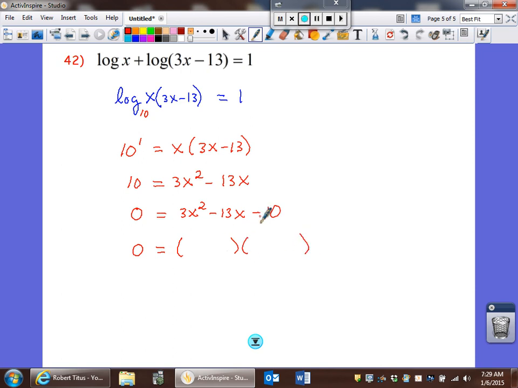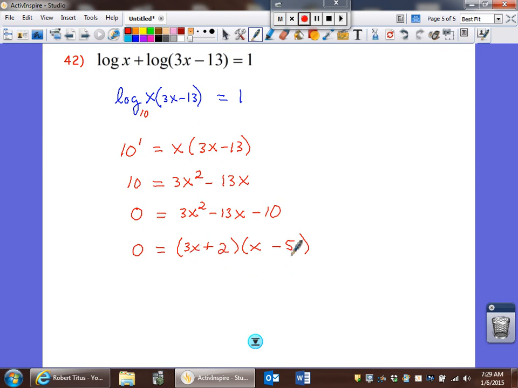The signs, to make a negative 10, would have to be a positive times a negative. To make 3x squared, you'd have to have a 3x and an x. There's no other combination besides 3x and x. To make 10, you'd have to have either 10 and 1 or 5 and 2. Now you would think 10 and 1 might be it, but you're dealing with a negative and a positive, which is not going to add to make negative 13. So I bet it has to have the 5 here, if it's going to work, along with the 2 here.